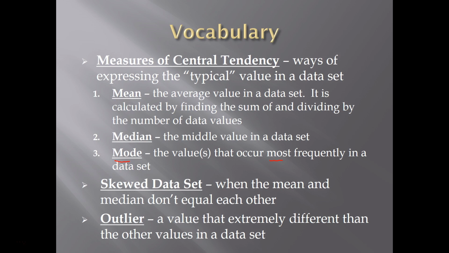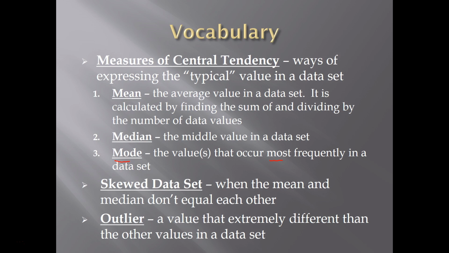All right, let's look at the next vocabulary item, skewed data set. When your data is skewed, it means the mean and the median don't equal each other. Oftentimes this happens by having extreme values, either on the far left, lower than the median, or numbers on the far right of the median. So extreme values tend to lead to skewed data.